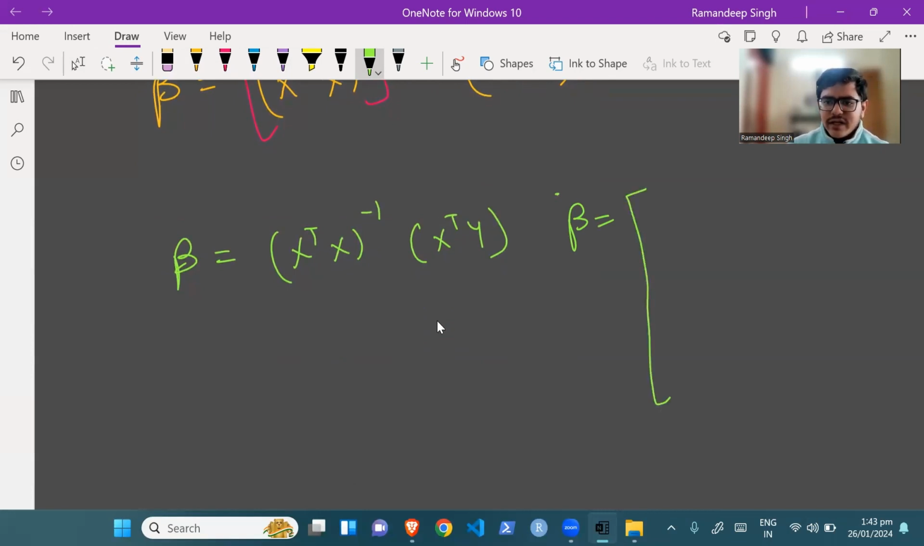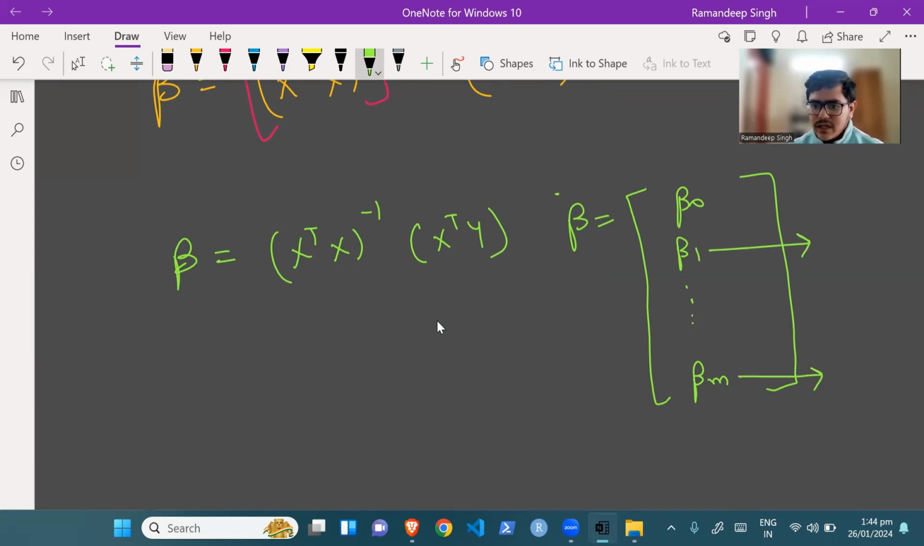And yeah, we have got our beta, and this beta represents the intercept and the coefficients we require to predict our target variable. So this contains beta 0, beta 1 up to beta m. This is the coefficient of my first column, and this is the coefficient of my mth column. And the shape of this matrix would be m plus 1 multiplied by 1, and this is my intercept, right? So yeah, we have got our beta matrix, which will minimize the loss function.